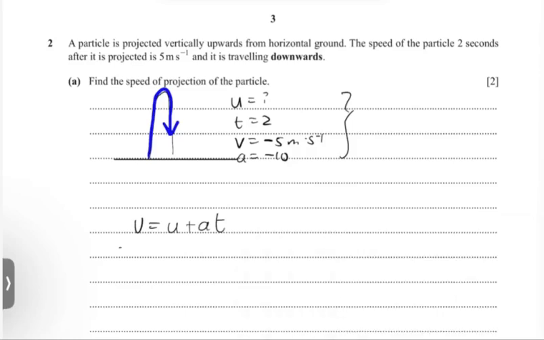And I'm just going to plug in my different values. So I've got a final velocity of -5, so it's coming down. I don't know my u. I'm going to take up as positive, so gravity is negative, and my time is 2 seconds.